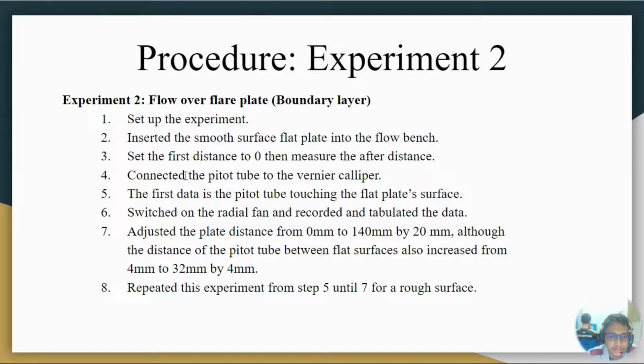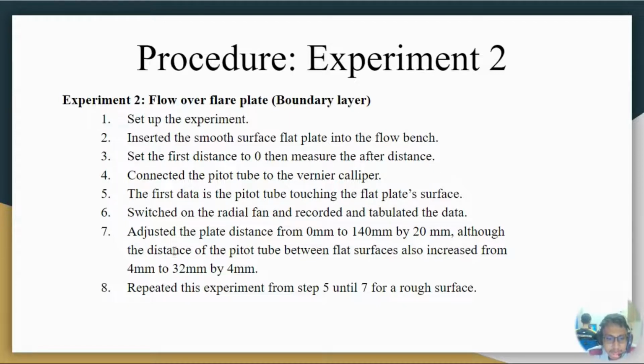Fourth, connect the pipette tube to the vernier caliper. Fifth, the first data is the pipette tube touching the flat plate surface. Sixth, switch on the radial fan and record and tabulate the data.